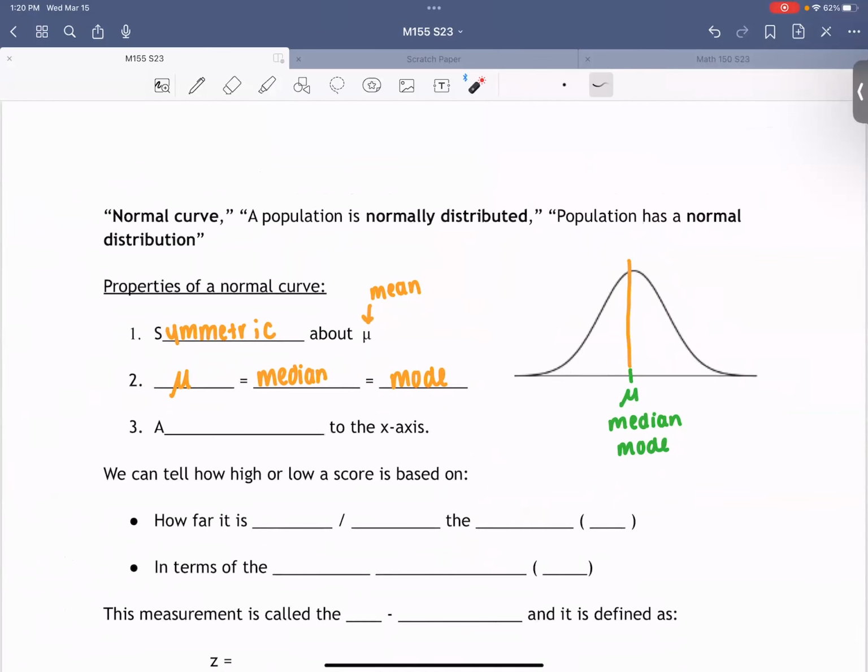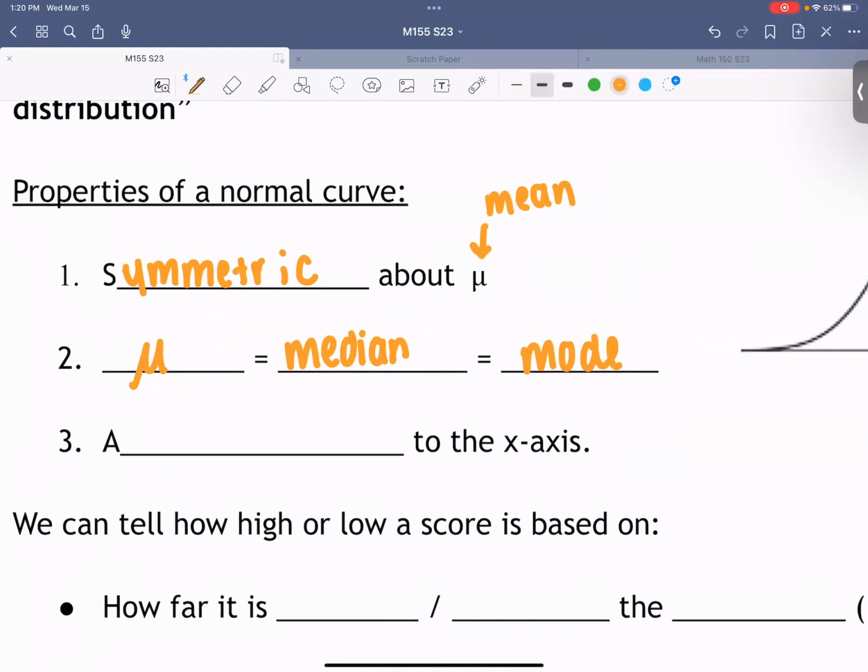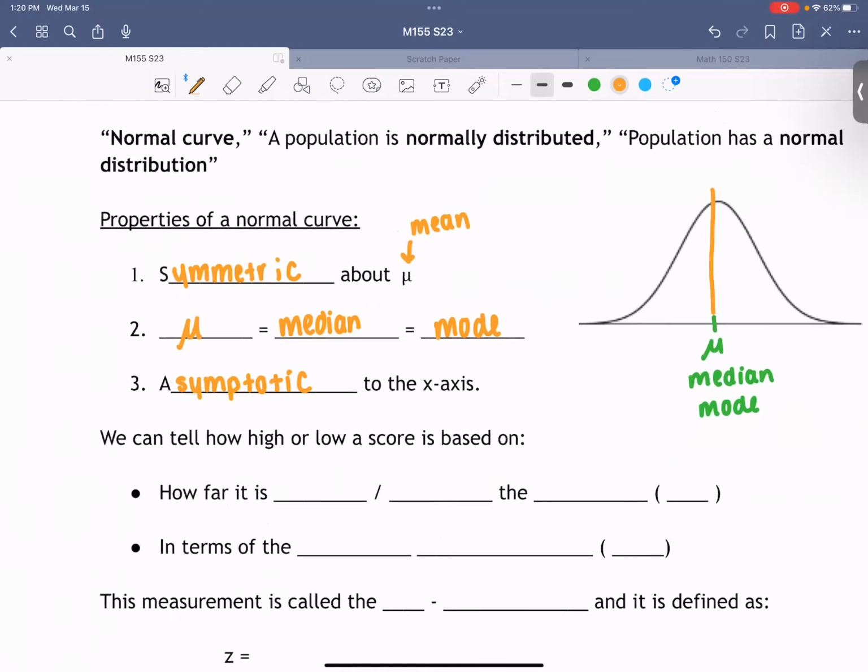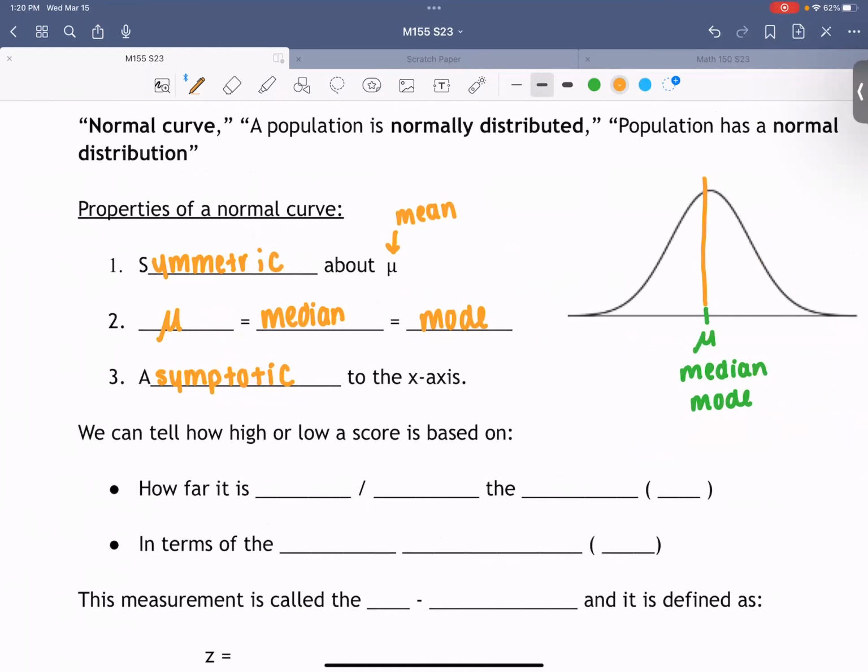Whenever we talk about the idea of an asymptote, we're talking about a graph that gets really close to something like the x-axis, but it never touches it, just gets really, really close to it, okay? And the way that we talk about an asymptote is we say that the normal distribution is asymptotic to the x-axis. Okay, so we get close, but we never touch it.